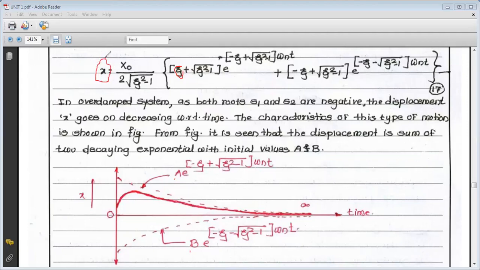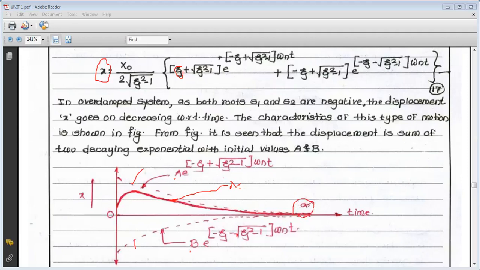This is the x versus time curve, so we get the dark line shown by this curve. This is the upper curve, this is the lower curve, and this is the addition of both. That is, x equals a e raised to this term plus b e raised to this term. And after infinite time, this curve comes to the equilibrium position.